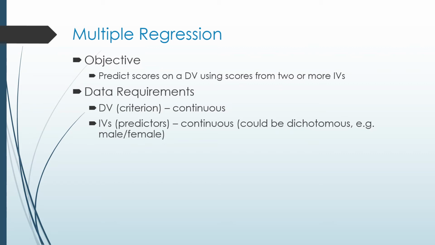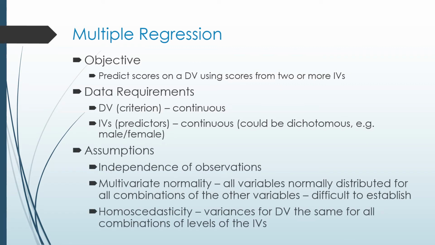What are the requirements of the data? The dependent variable, or the criterion variable, needs to be on a continuous scale, whereas your independent variables could either be continuous or dichotomous. As we saw for simple regression, it could be like male/female or yes/no, those types of dichotomous variables. Then there are some assumptions, of course, for multiple regression.